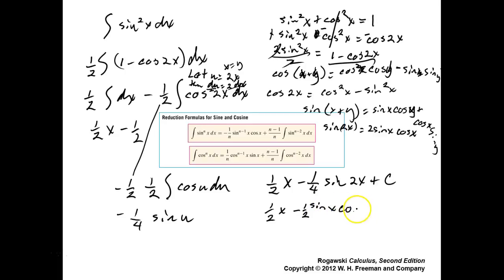The pen has gotten really, really slow. Plus c. That's the same answer. The pen slowed down, so I have that sign written strangely. And they just put x over 2 plus 1/2 sine x cosine x, minus 1/2 sine x cosine x plus c. So that's what your sine squared x is.